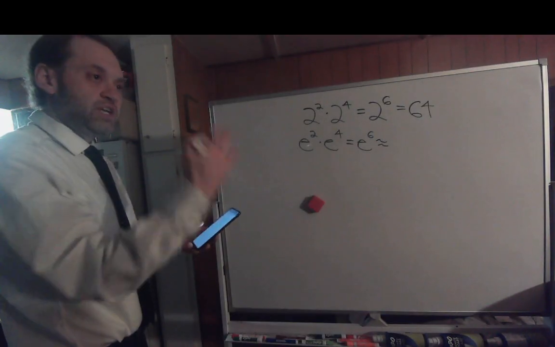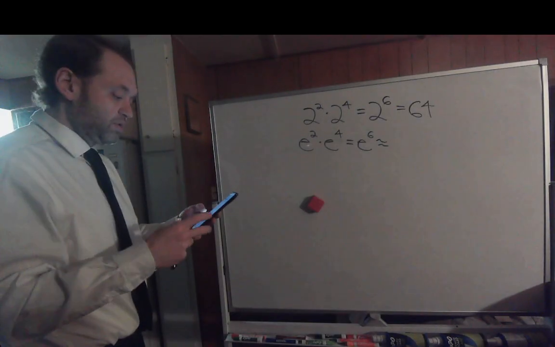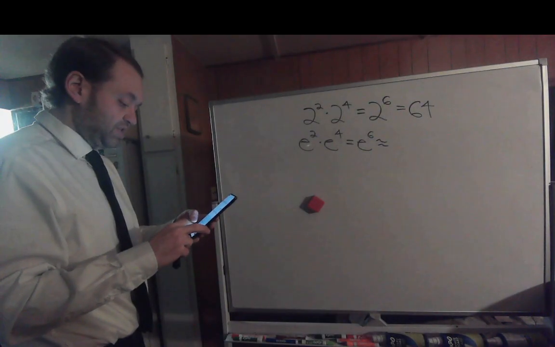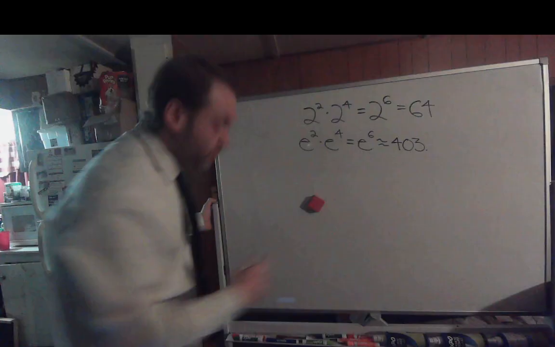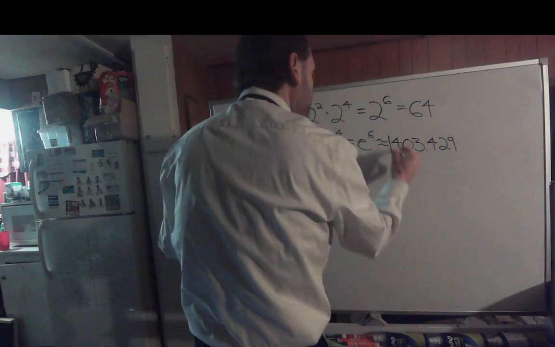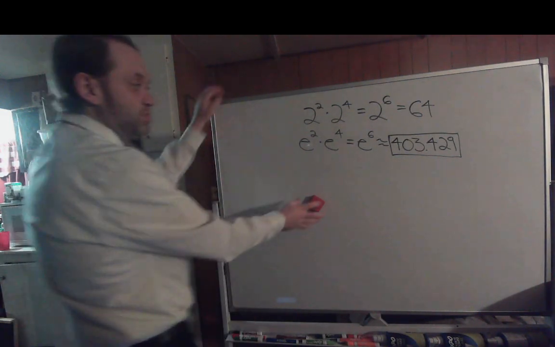So everything you do with normal exponents, you can do with the number e. It's just a number. That's all it is. Just a hideous number, but it's a number. So e to the 6th is approximately equal to 403.429. That's what you would get.